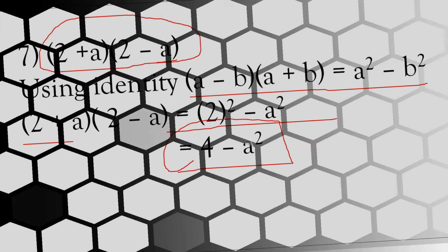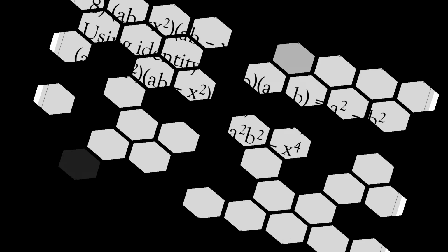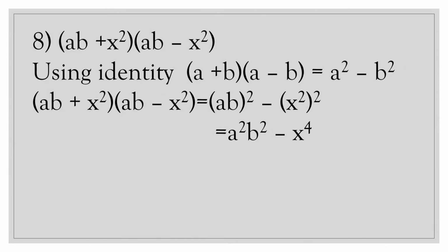Coming to another question, (ab + x square) into (ab - x square). Same question, same identity. The difference is only in terms. Here we have ab and x square. So again we make use of the identity (a + b) into (a - b) is equal to a square minus b square.